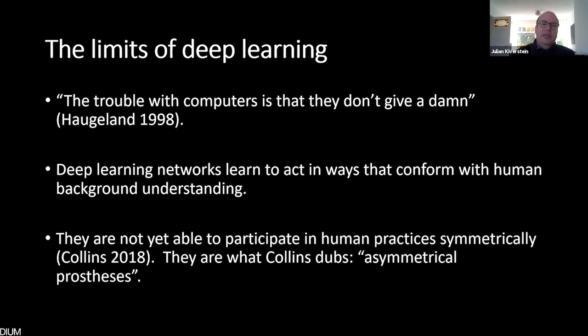Harry Collins, the sociologist, describes deep learning networks as asymmetrical prostheses. What he means by that is that just like a prosthesis, deep learning networks are able to replicate, stand in for, do something that ordinarily would be done by humans. But it's an asymmetrical kind of prosthesis that they offer us because they're not really able yet to participate in human practices symmetrically. They're not able to do that because they don't give a damn. Nothing matters to them. They don't possess background understanding because when they're making their actions conform with human practices, they're not doing that because anything matters to them in the way that it matters to humans. They're doing it just by extracting statistics from what humans do and then acting based on those statistics.